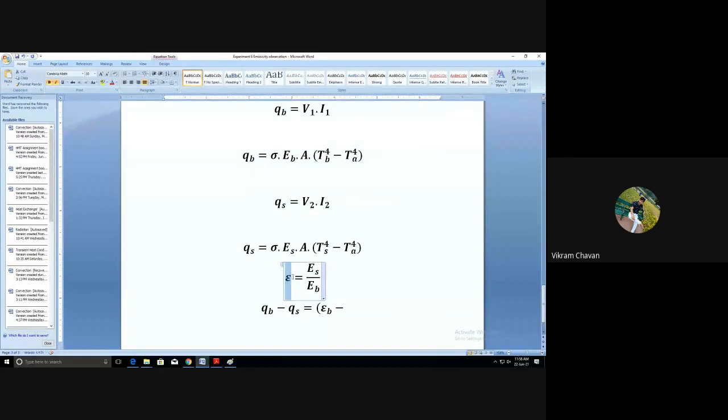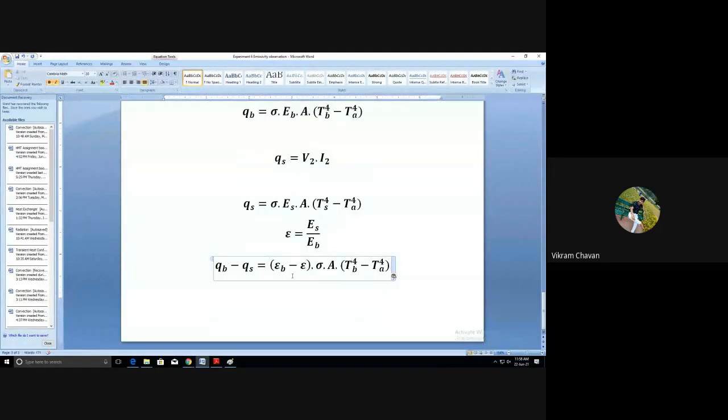I will consider only eta, emissivity of a gray body. Okay, multiplied by sigma, multiplied by area and multiplied by Tb minus Ta raised to 4. Okay, or one of the temperatures. Because Ts and Tb are equal, then for one of the temperatures you can consider Ts raised to 4 minus Ta raised to 4, or Tb raised to 4 minus Ta raised to 4.